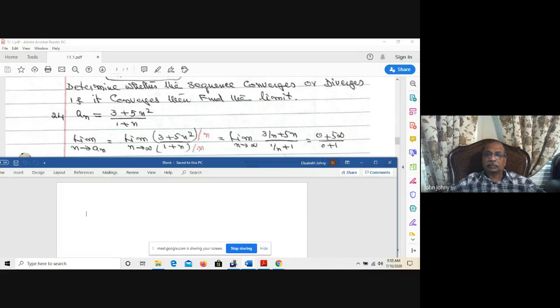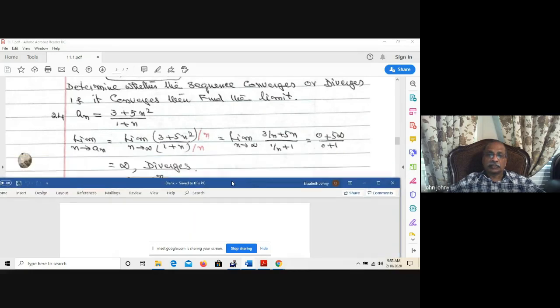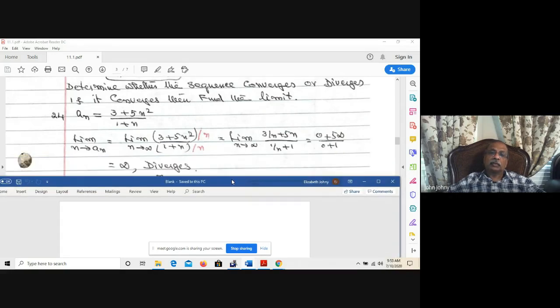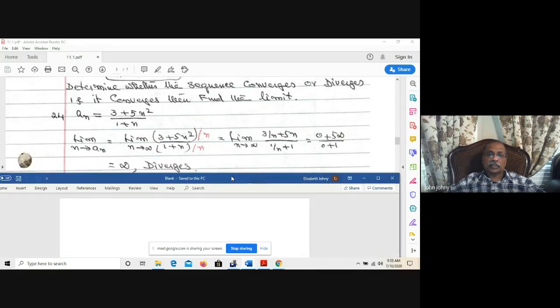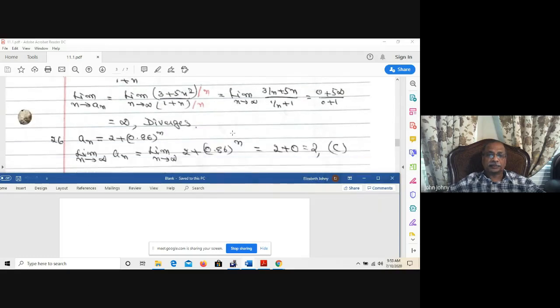Divide both the numerator and denominator by n. So it becomes the limit as n approaches infinity of (3 over n plus 5n) divided by (1 over n plus 1). 3 over n as n goes to infinity is 0. So it is 0 plus 5 times infinity divided by 0 plus 1. So this is 5 times infinity over 1. That is infinity. So that sequence diverges.